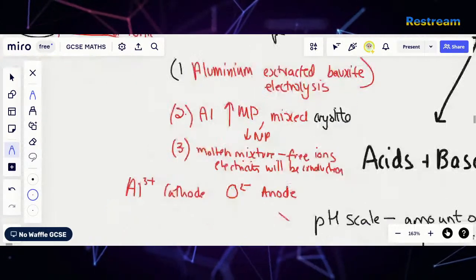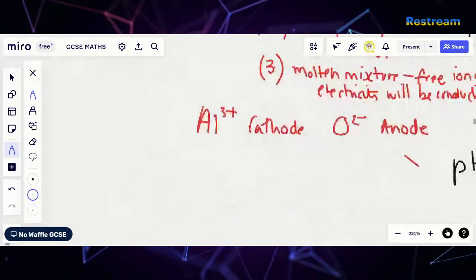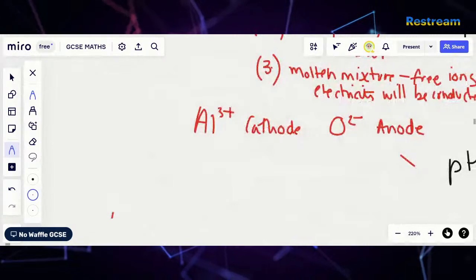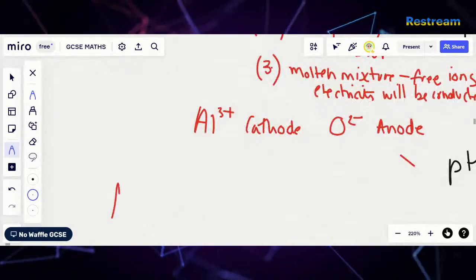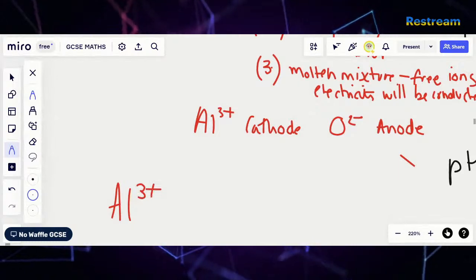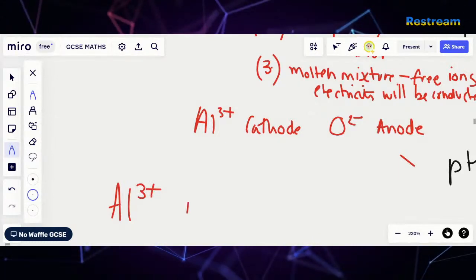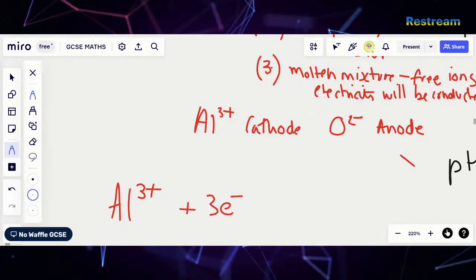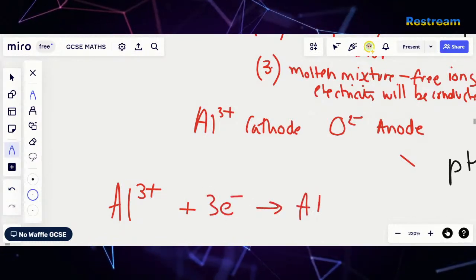And there are different equations for each one. So at the cathode, there will be a certain equation. You have the ion to begin with, and what we want is the ion to turn back into the element. So to turn back into the element, you need to add 3 electrons back to it, and you get aluminium.